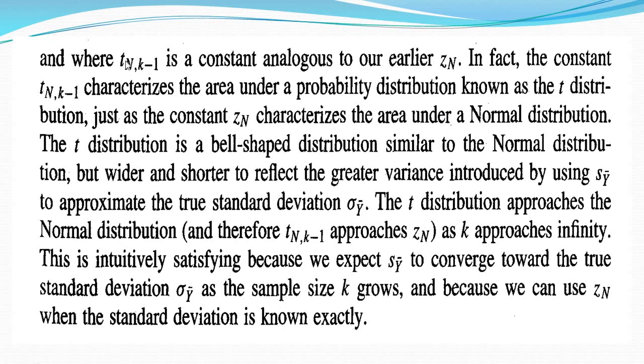So, as we already told you, t with n, k minus 1 is a constant which we used in earlier formulas to find the confidence interval. So this is acting as a constant, and the probability distribution known as the t distribution, just as the constant z characterizes the area under the normal distribution. Here also we are considering the normal distribution. The normal distribution shape is a bell-shaped distribution only.